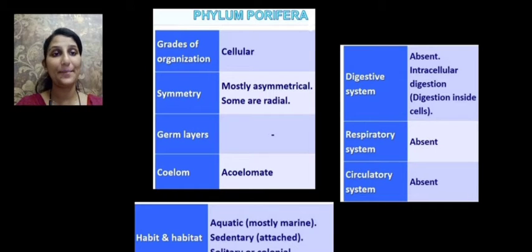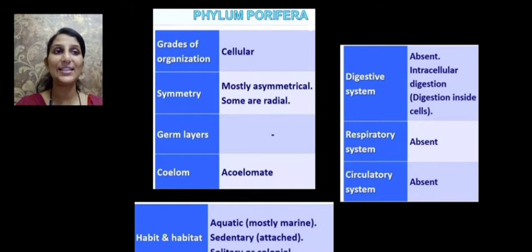About the habit and habitat, they are aquatic. Most of them are marine. And they are sedentary, that means they cannot move. They are attached to some substratum. Either they are solitary, that means they appear singly, or they can be seen in colonies or groups.